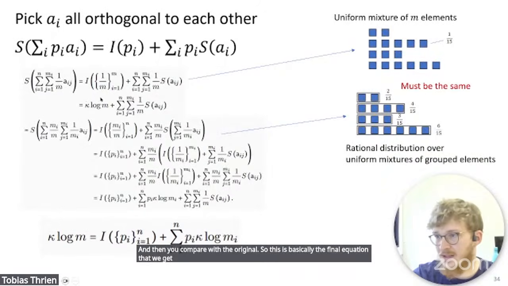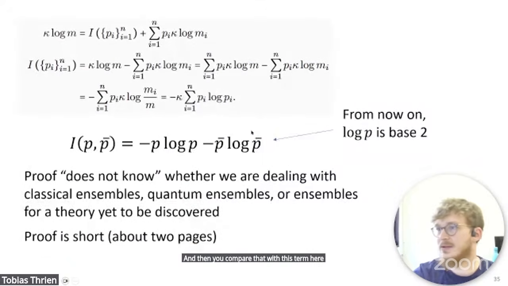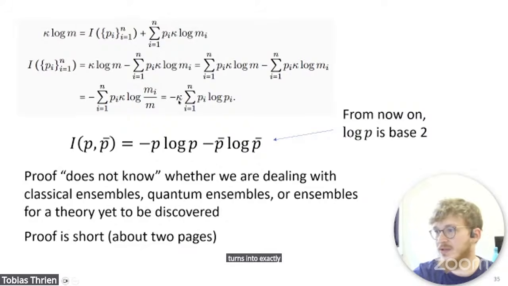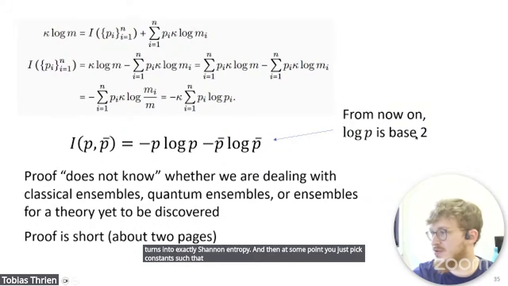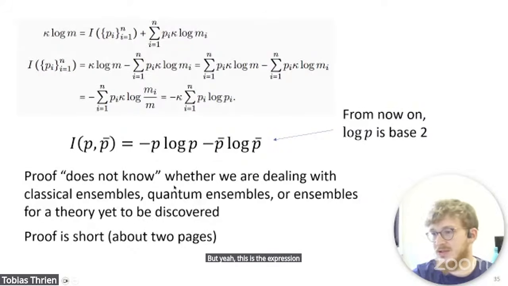Here you got k log m. This is from the previous slide because you have a uniform mixture here. And then you compare that with this term here. And then on the next slide, I can show you, you just rearrange this and you find out that this universal bound that depends on your probability distribution turns into exactly Shannon entropy. And then at some point you just pick constants such that we choose logarithm in base 2. But yeah, this is the expression of the Shannon entropy.